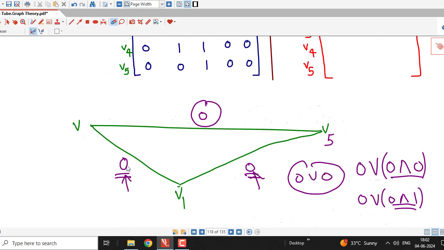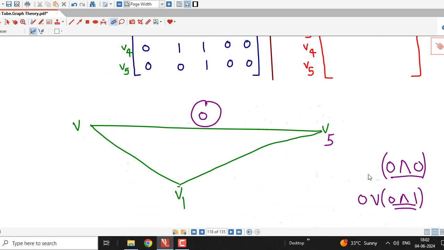Now we have come to the vertex V2. So let me remove all these things.